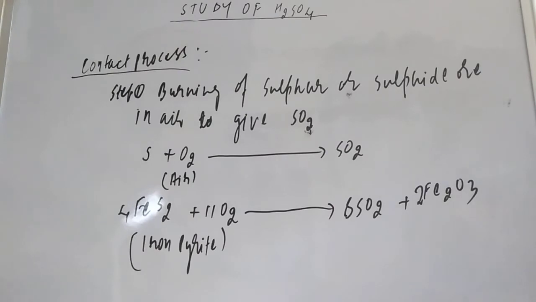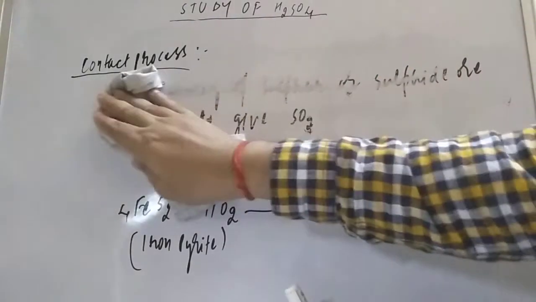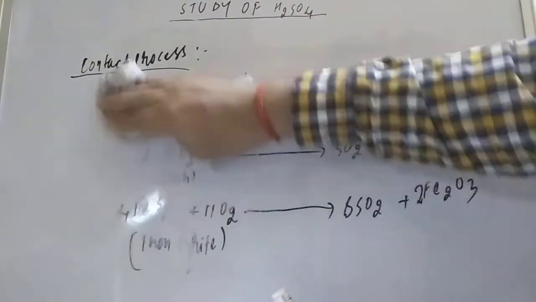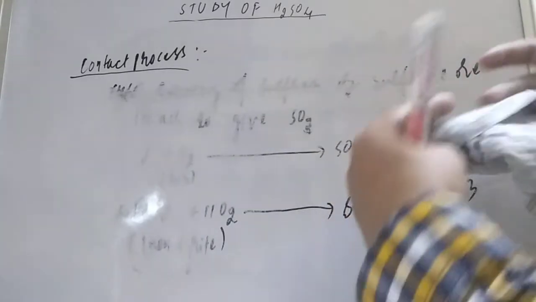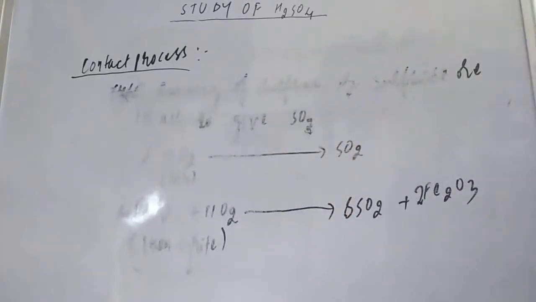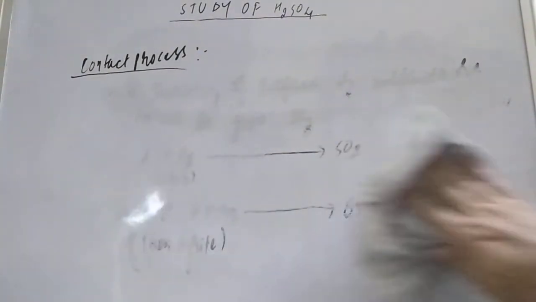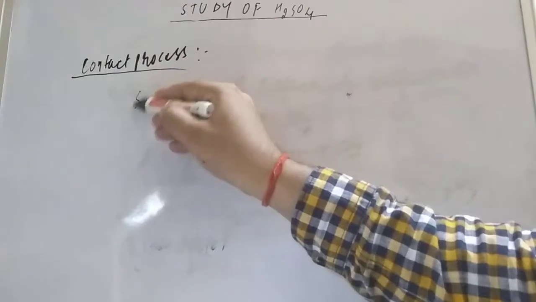Now student, what is the second step? The second step is the conversion of sulfur dioxide into sulfur trioxide with the help of vanadium pentoxide catalyst. Let me erase the board, then we will be able to discuss here. So dear friend, let us see step number 2.